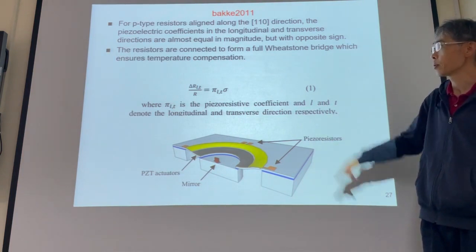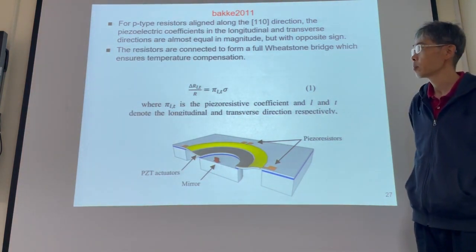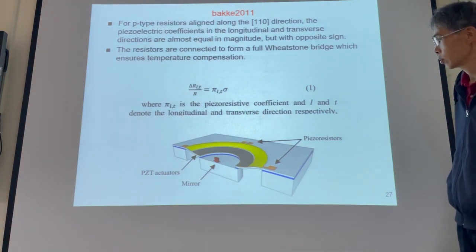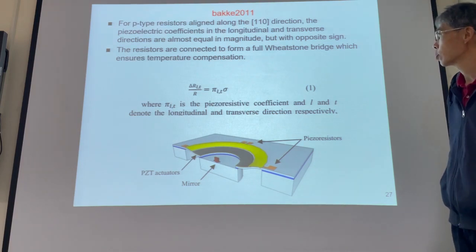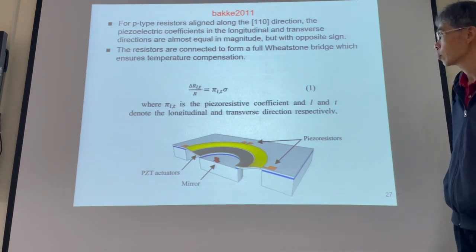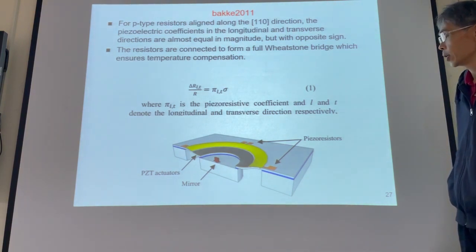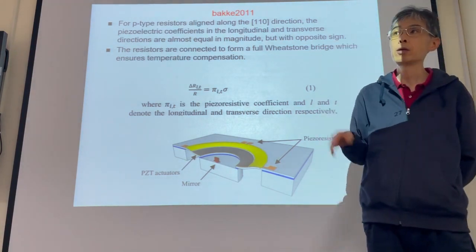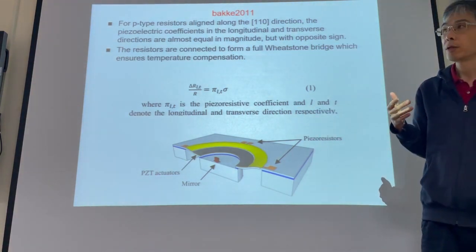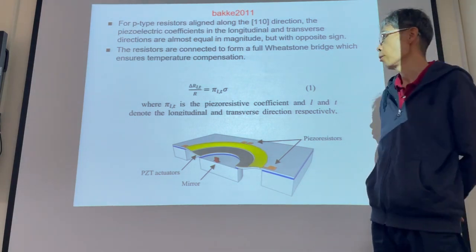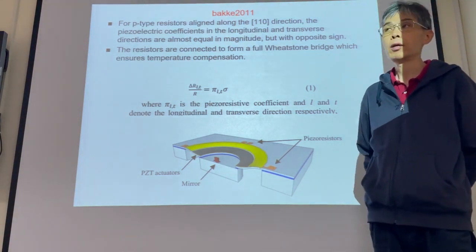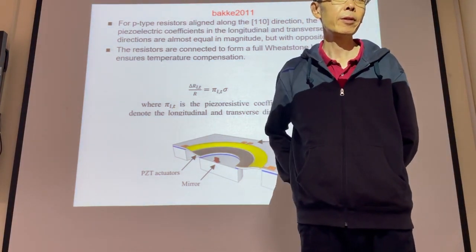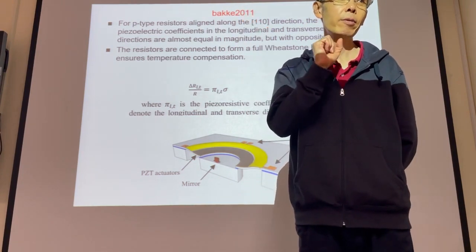Marcel, could you read the first point? For p-type resistors aligned along the 110 direction, the piezoresistive coefficients in the longitudinal and transverse directions are almost equal in magnitude, but with opposite sign. Yes, we have derived the equation for pi L and pi T along the 110 direction several months ago. We have proved pi L and pi T have almost the same magnitude with different sign. One is plus, the other one is minus.